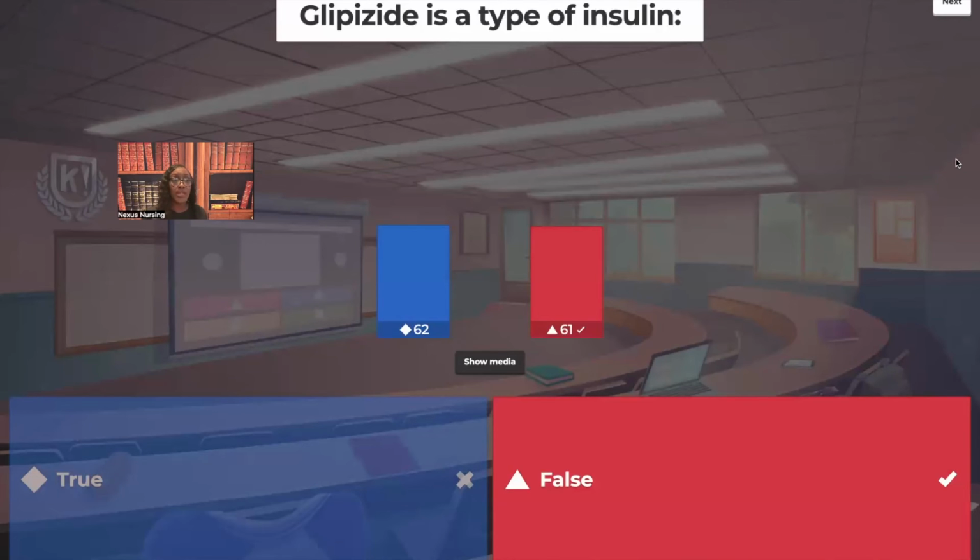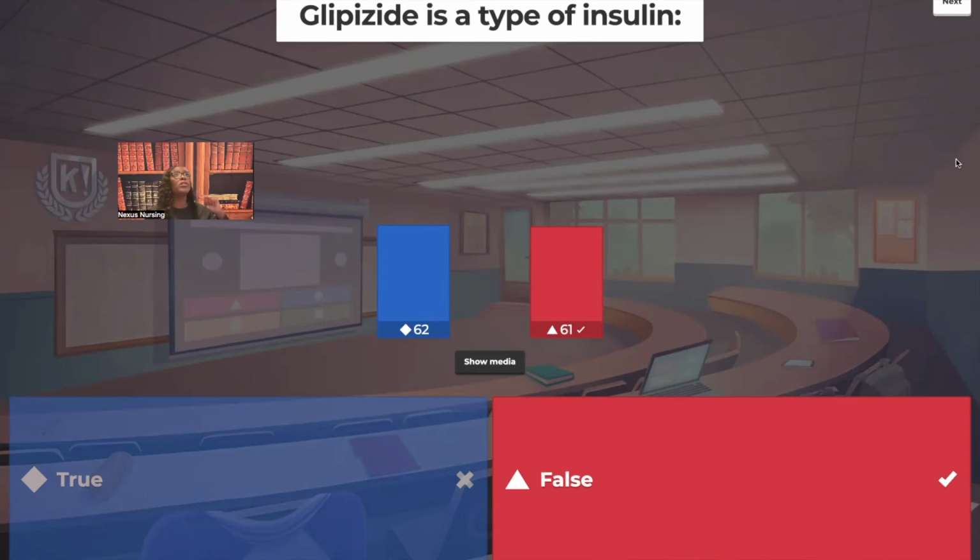The minute the patient takes insulin by mouth, the hydrochloric acid in their stomach just tears the drug apart. The drug will not be effective. Insulin cannot be taken by mouth. It can be given by injection, sub-Q, or IV, whereas glipizide is given orally. Glipizide is not a type of insulin. They both bring down the blood sugar, but it's not a type of insulin. You need to know this.